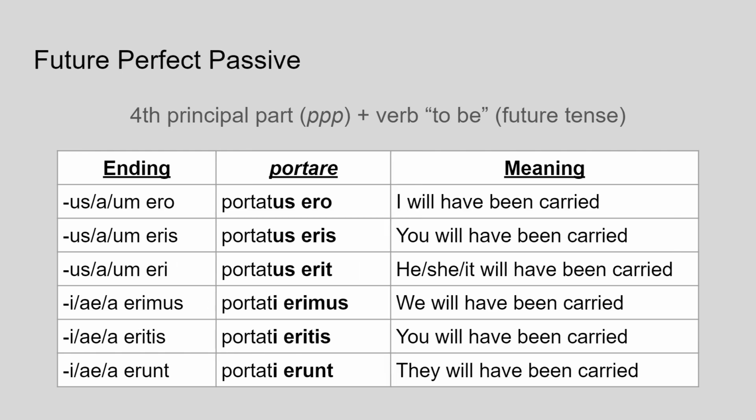Again, it's the same for the future perfect passive. The fourth principal part with the verb to be in the future this time. So portatus ero, portatus eris, portatus erit, portati erimus, portati eritis, portati erunt. And you change the nominative based on who is the subject of your sentence. So if it is the dogs, then you'd probably use portati, unless they're tables, in which case you might use portata, erunt for neuter. So that's an overview of passive verbs in every tense.